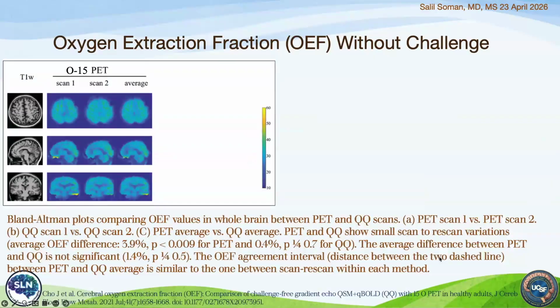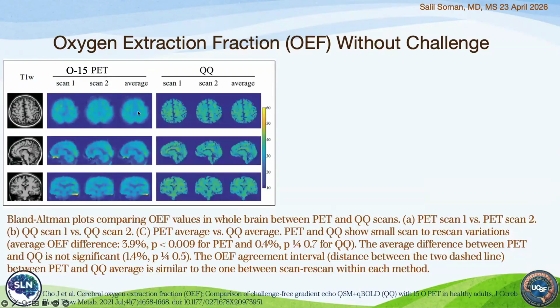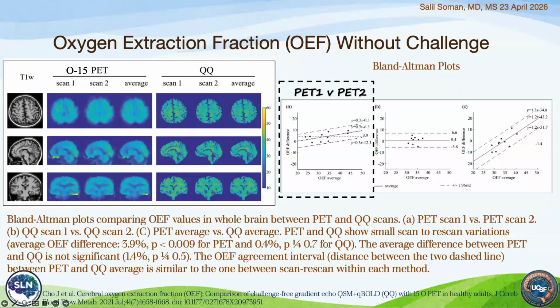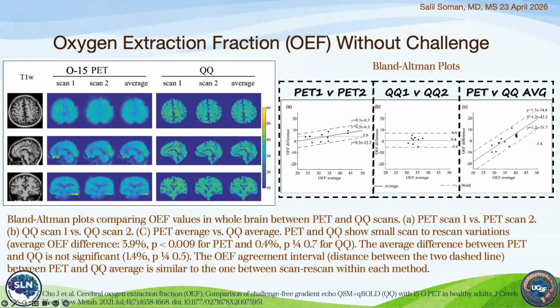So this QQ-OEF, they validated against O15 PET. So again, they have a bunch of healthy controls with O15 PET scanned twice and then done an average, right? And then you've got the QQ-OEF, again, scan 1 and 2 in the average. What they found was that the Bland-Altman plots for PET versus itself, right, this is just a scan, rescan bias, right? Same thing for the QQ-OEF, scan, rescan bias, pretty small, and that the correlation between the two was pretty good, right? And so ultimately, this gave me some faith. It's all right, this could be useful to look at for clinical things.